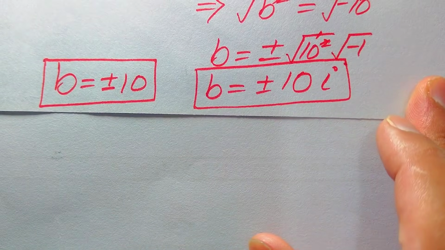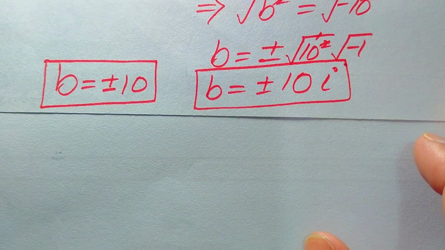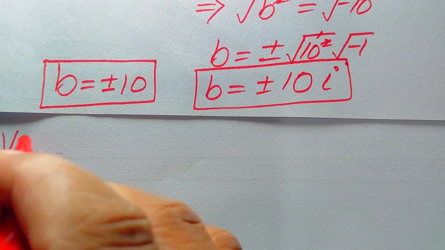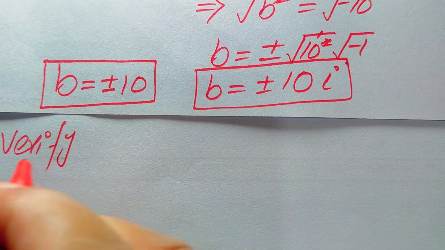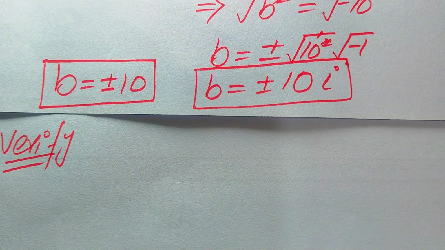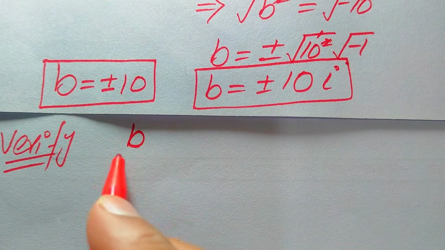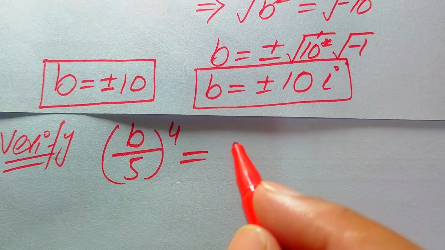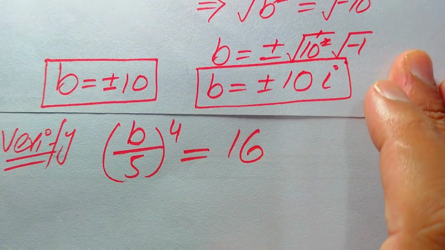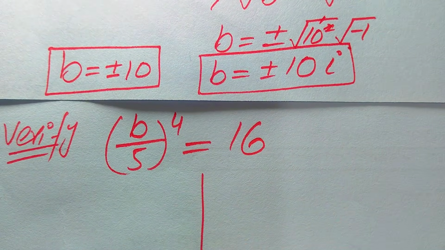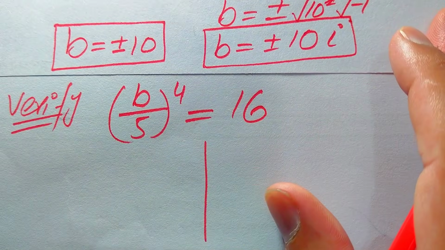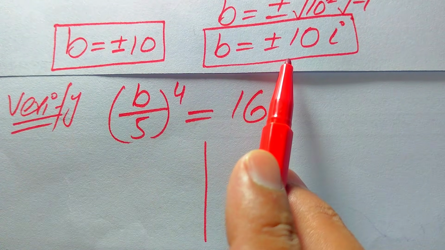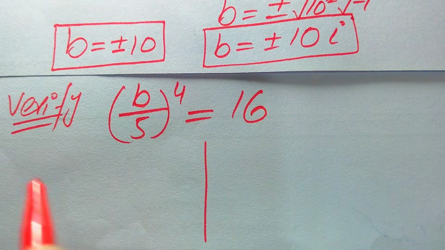And now in the next step we need to verify whether these roots satisfy our given question statement or not. For this we copy down the given question statement. Here it is: b divided by 5 and its whole power 4 equals 16. And here we divide the verification process into two cases. In the first case we verify b equals plus minus 10. In the second case we verify b equals plus minus 10 iota.